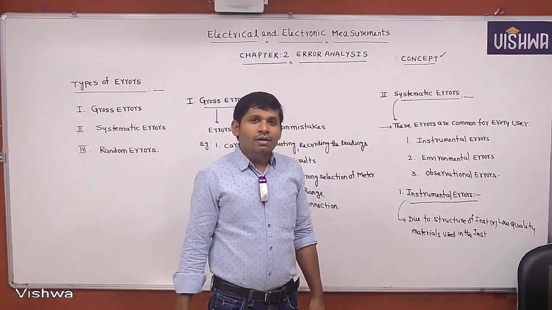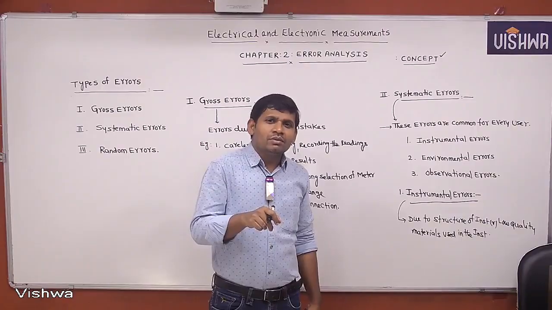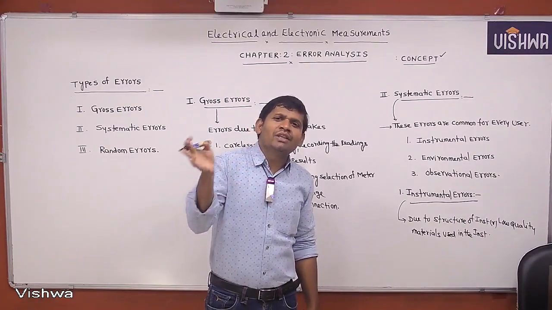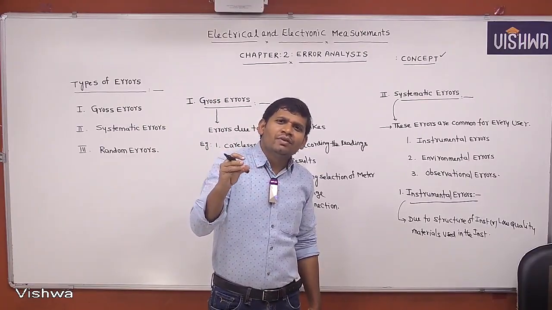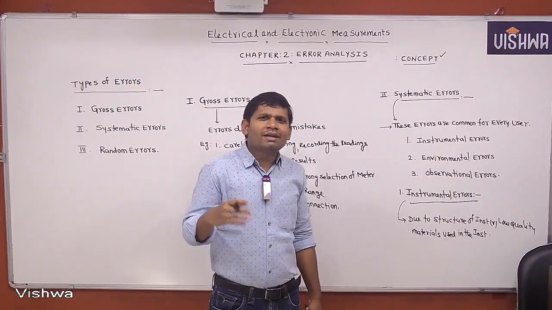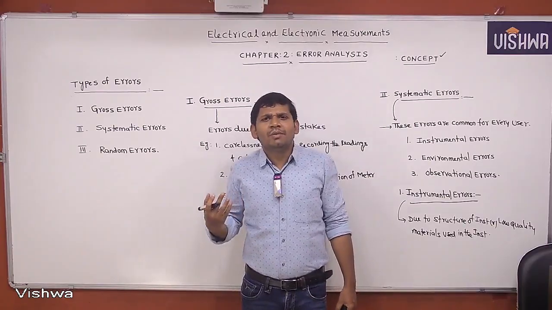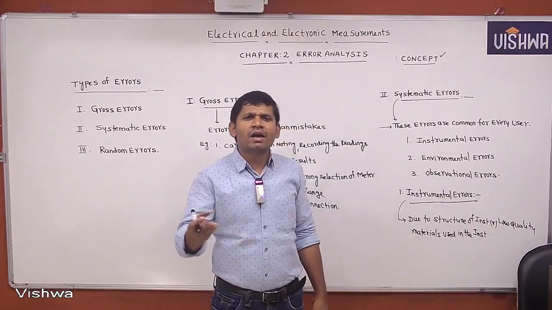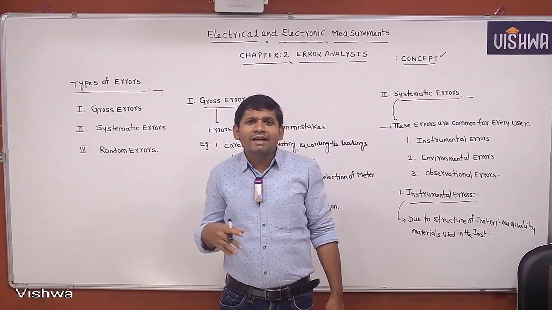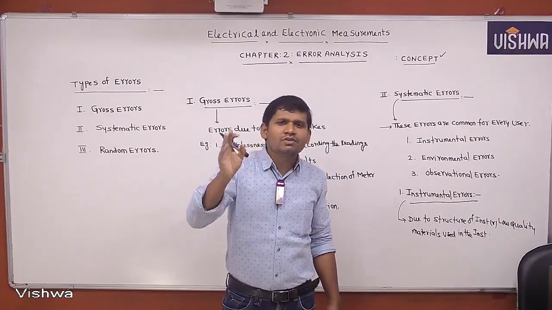Then whatever error is specified by the manufacturer along with the instrument, that error is with respect to the instrument only. That error is due to the instrument only. What are the errors specified by the manufacturer? Percentage limiting error given by the manufacturer along with the instrument is also instrumental error. Percentage guarantee accuracy error, also given by the manufacturer along with the instrument, is also instrumental error.